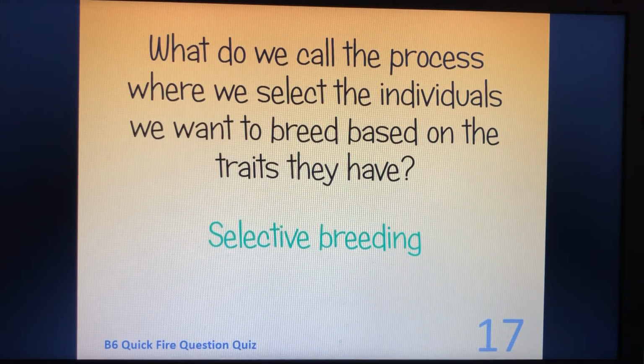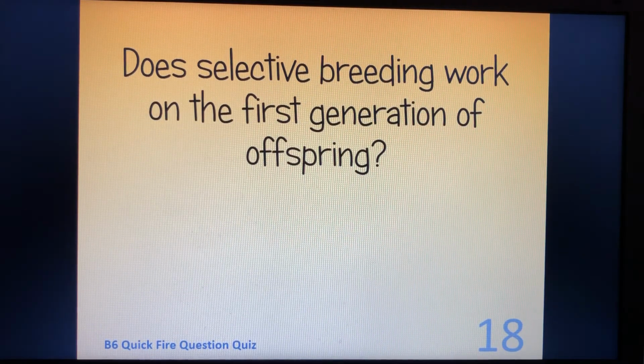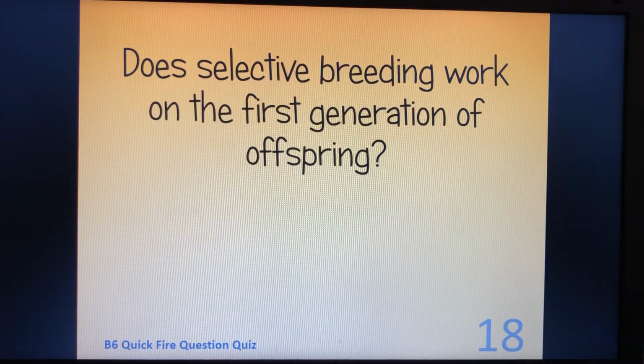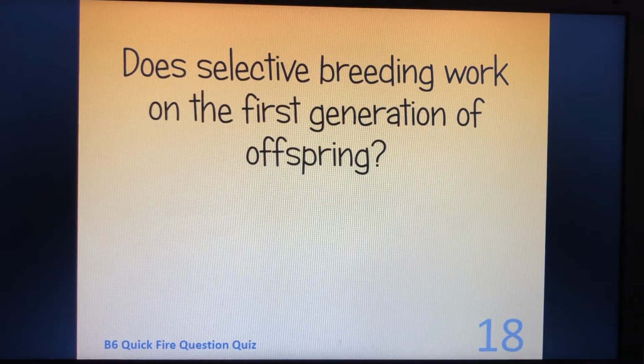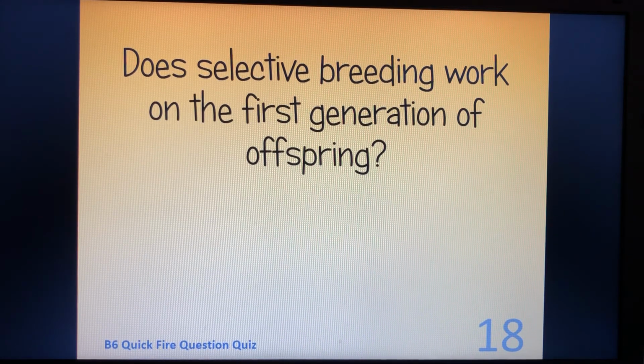So we've selected them and then bred them together. Question 18. Does selective breeding work on the first generation of offspring? So in other words, if we choose our individuals, do we straight away with the next offspring get exactly the features from the two parents that we're looking for? So does selective breeding work on the first generation of offspring?